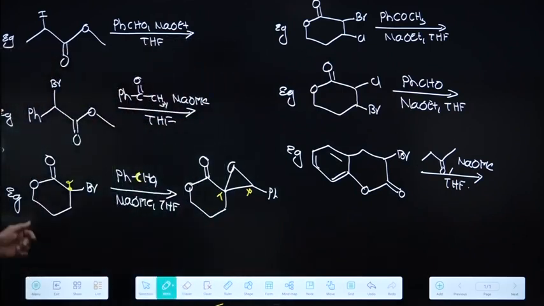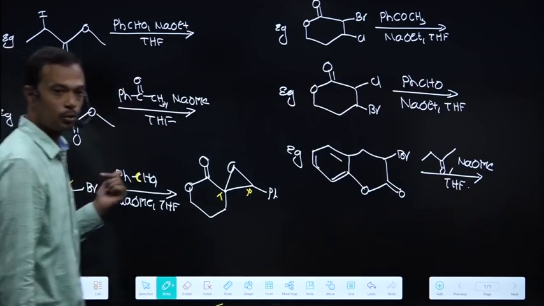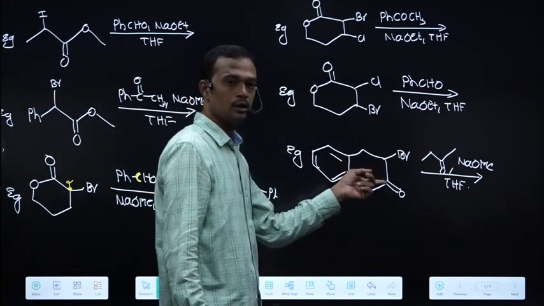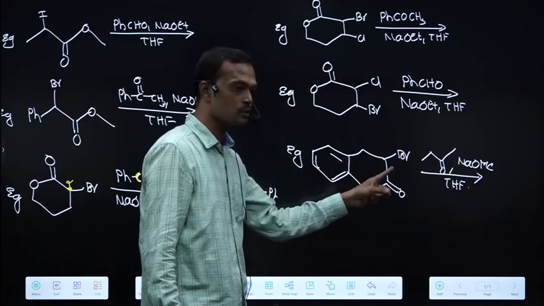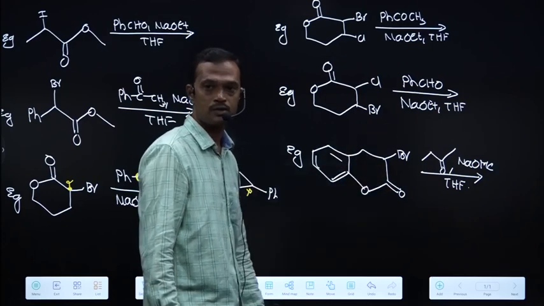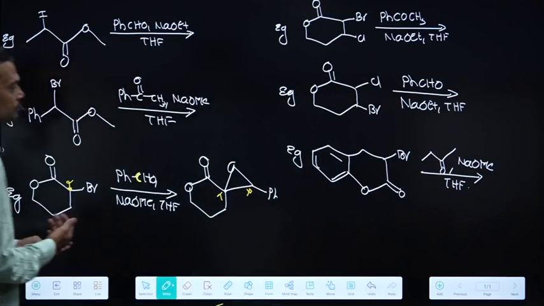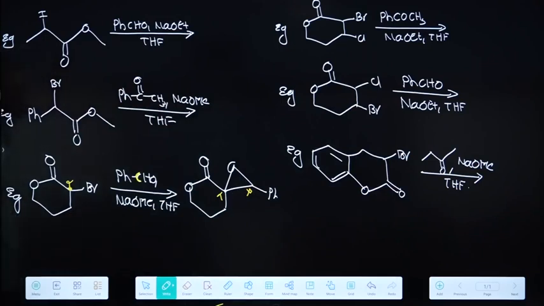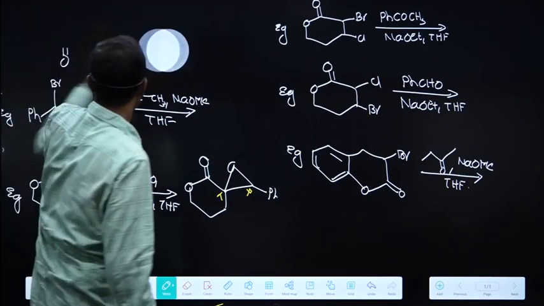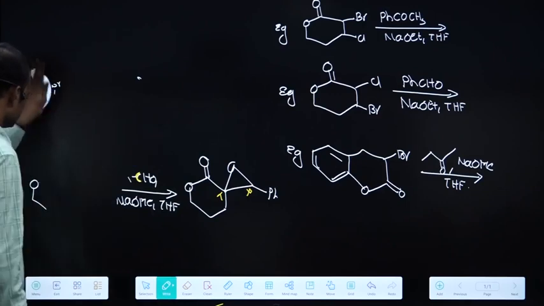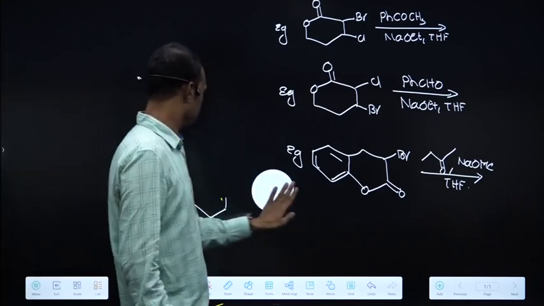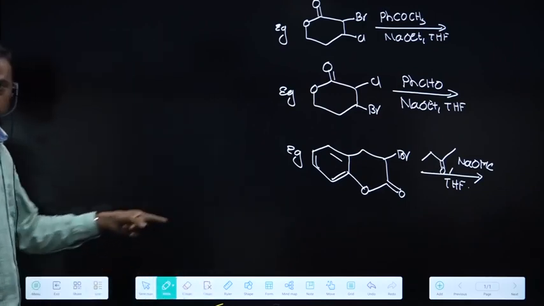Coumarin questions are expected from this side. Sometimes they will give coumarin. After preparation of coumarin, they will undergo hydrogenation, HBr. Then you will get this one. Then they will ask Darzens glycidic ester condensation. This is a very important molecule.